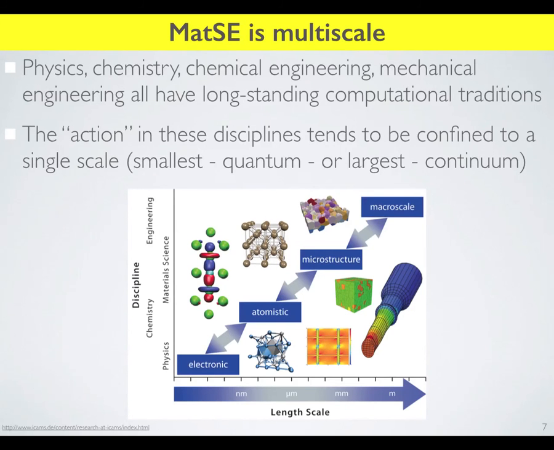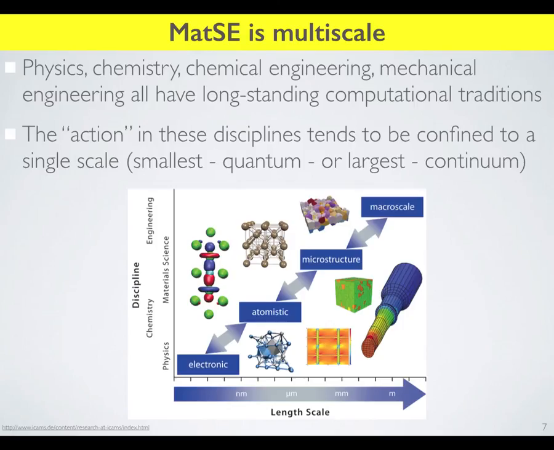Okay, so materials science and engineering is inherently multi-scale, and the things that we worry about as materials scientists and engineers range from the electronic all the way up to the macro scale. Physics, chemistry, chemical engineering, and mechanical engineering all have long-standing computational traditions that are confined to a particular scale.